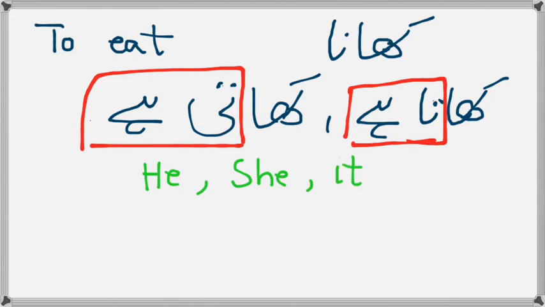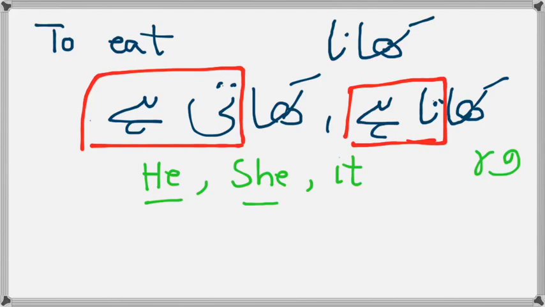And ta hai and ti hai comes with the pronouns he, she, and it. For example, वो खाता है, वो लड़का, that boy खाता है, and वो लड़की खाती है. And for example, if we are talking about a dog, then we say वो खाता है, or similarly वो खाती है, male and female version.